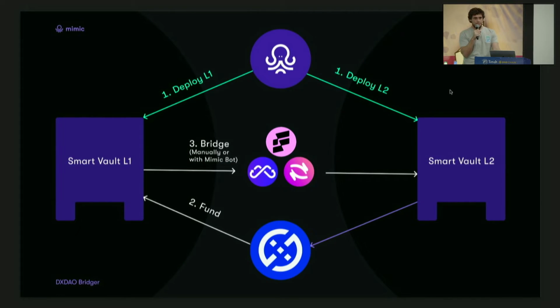Another quick example that was super interesting to do with Mimic was a bridging Smart Vault for DXDAO. Again, it was a kind of similar situation. The DAO was operating in many layers, but mainly we developed this for Ethereum mainnet and Gnosis chain. They had this issue where sometimes they had to bridge funds from one layer to the other, again, to pay operational costs or cover different expenses, or to invest money in different chains.